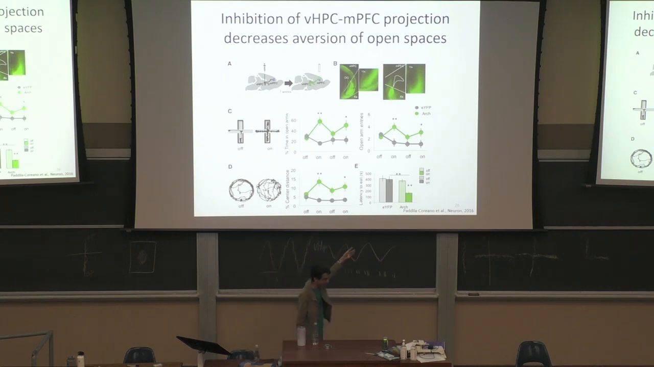So you put the mouse in this open field type box, and it doesn't want to go into the center because it's bright lights and open spaces and who knows what will happen. And then they put some food in the center. The more anxious mouse will take longer to go to the center to eat the food. That's the latency to eat. And they found that this latency to eat decreases if you inhibit this projection. So we have 3 different behavioral measures showing that activity in this projection is necessary for creating the baseline level of anxiety.